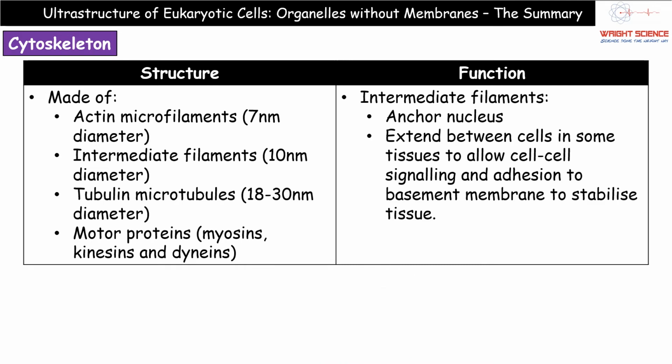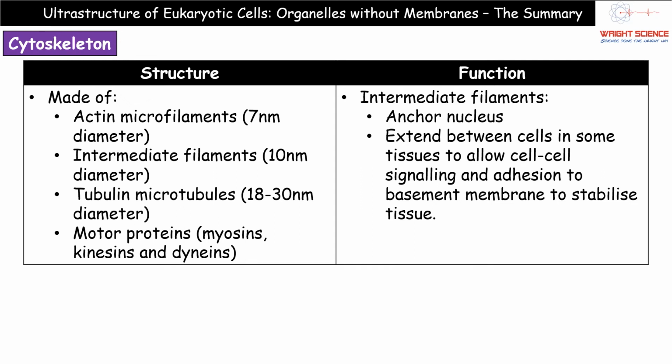Next up, the intermediate filaments. These are the ones that are 10 nanometers in diameter. They're going to be used to anchor the nucleus. So the nucleus isn't just free floating however where it fancies in the cell. It's actually held in place by these intermediate filaments within our cytoskeleton.